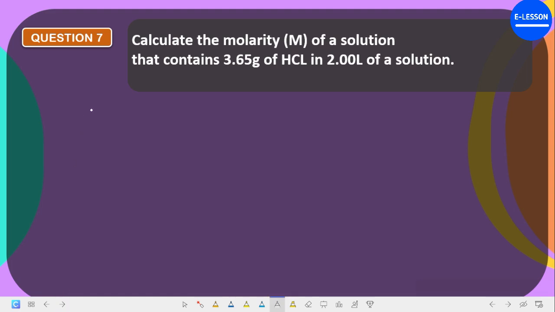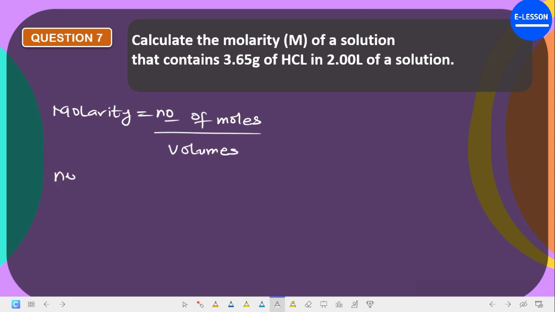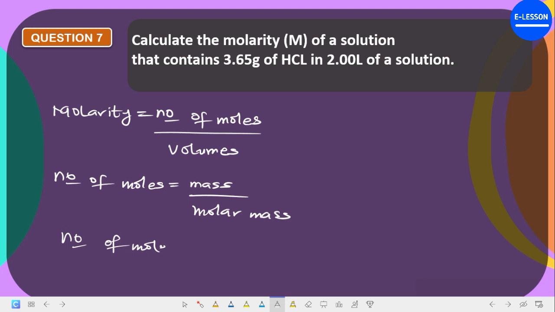The next question says calculate the molarity of a solution that contains 3.65 gram of HCl in 2 liter of solution. Now, what is the formula I gave for molarity? I said molarity is number of moles all over volume. Now, what is the number of moles? We said number of moles is equal to mass over molar mass. So if number of moles is equal to mass over molar mass, what will now be the number of moles? In this case, the mass is 3.65 gram. The molar mass of HCl is what?